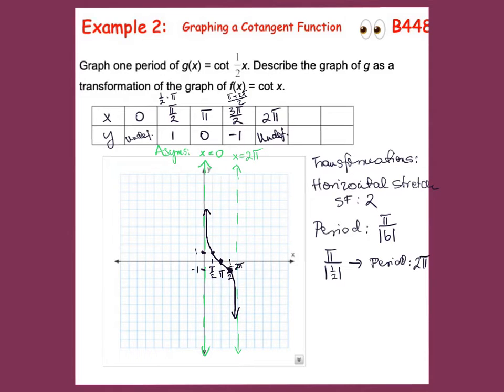So we know that the domain is going to be all real numbers except x cannot equal 0 and x cannot equal 2 pi in our case, and the range is going to be all real numbers. We also know that this graph is going to be decreasing throughout the entire graph.